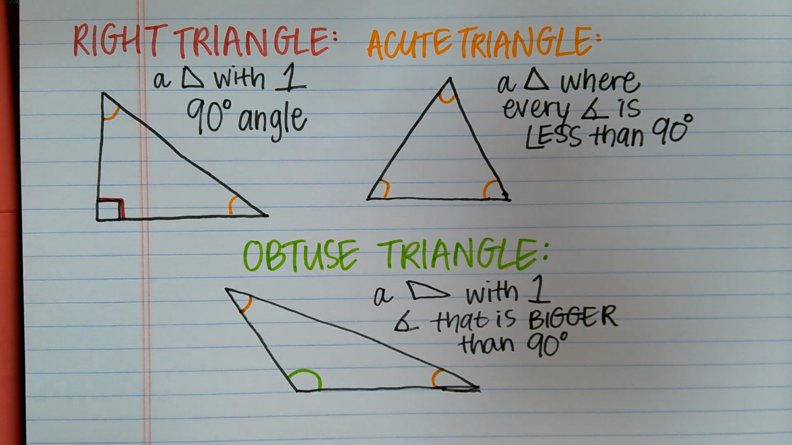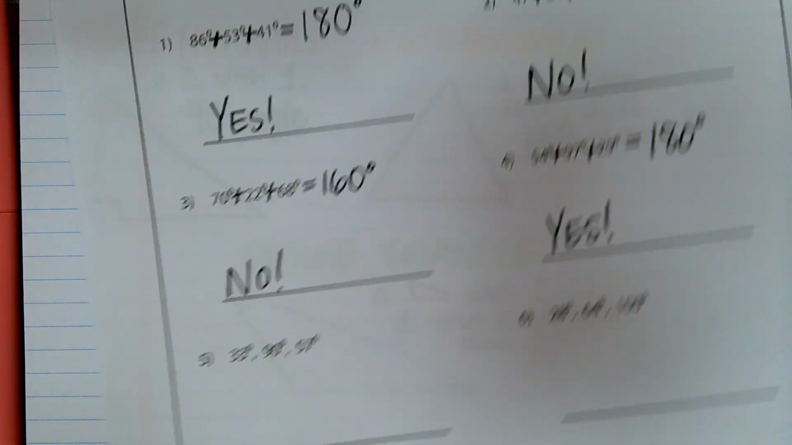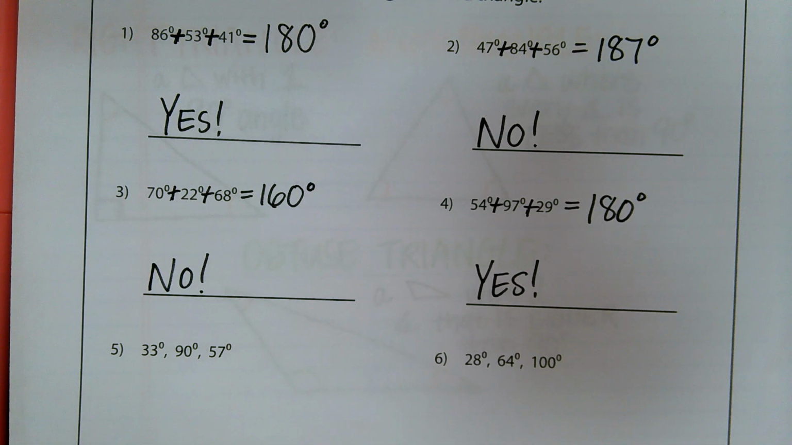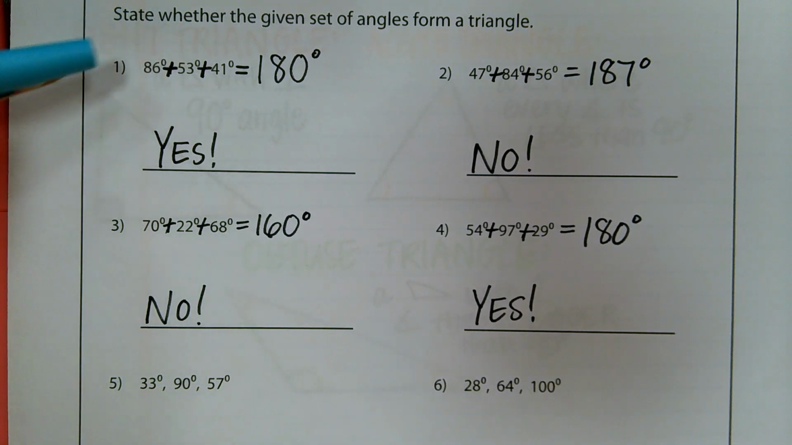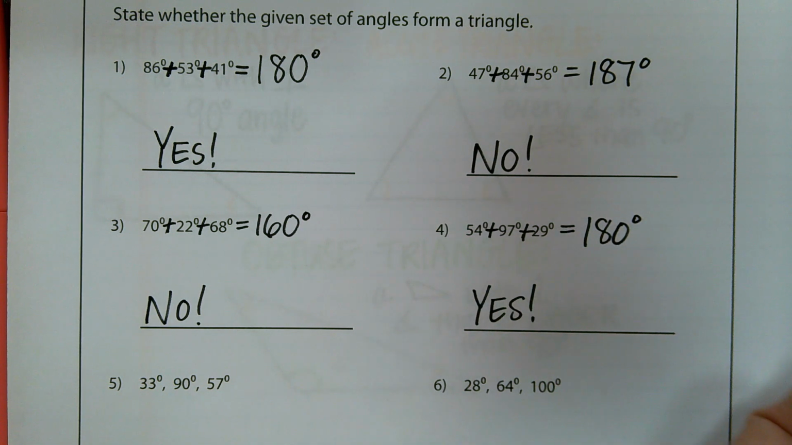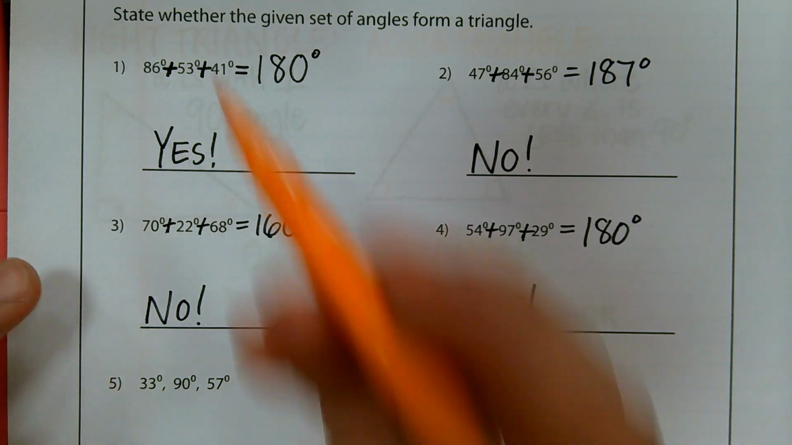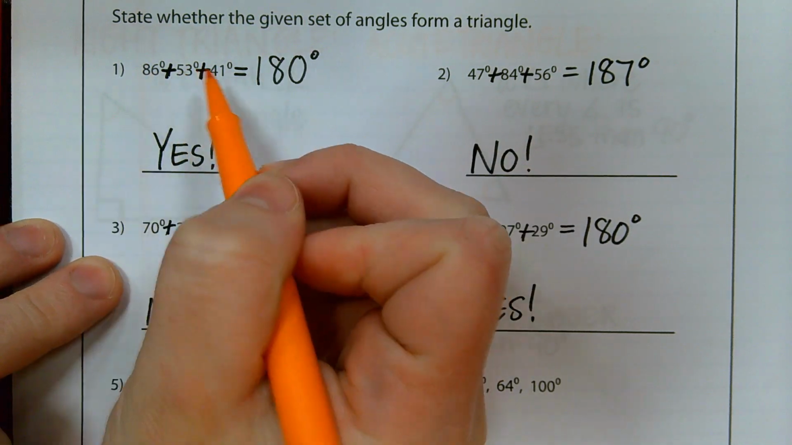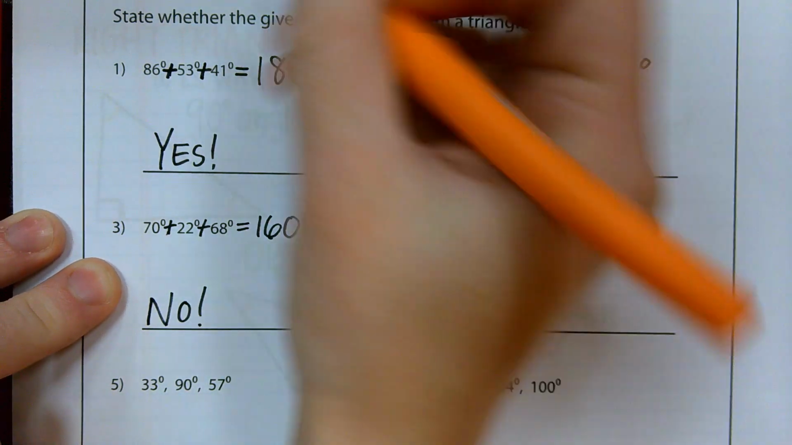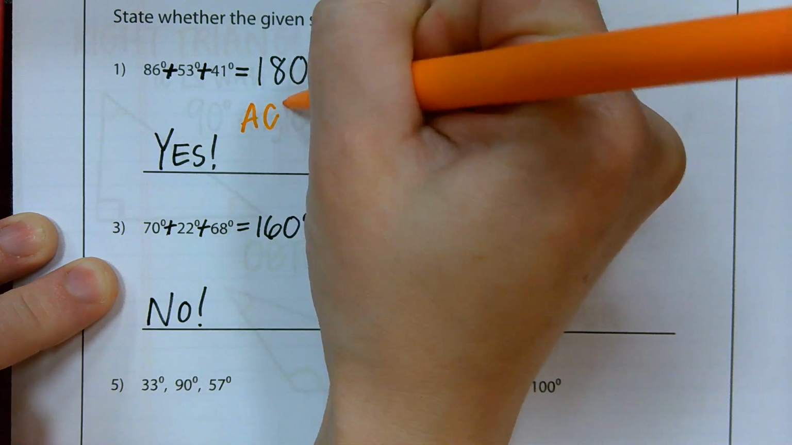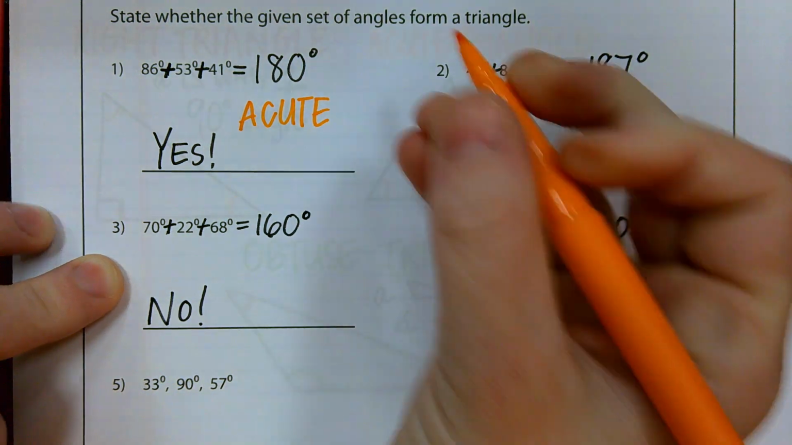So now that we know about these 3 types of triangles, let's look back at these questions on our worksheet. We said that number 1 and number 4 are triangles. So what type of triangle would we have in number 1? Acute. Not bad. Every single one of the angles is less than 90 degrees. So this is an acute triangle.